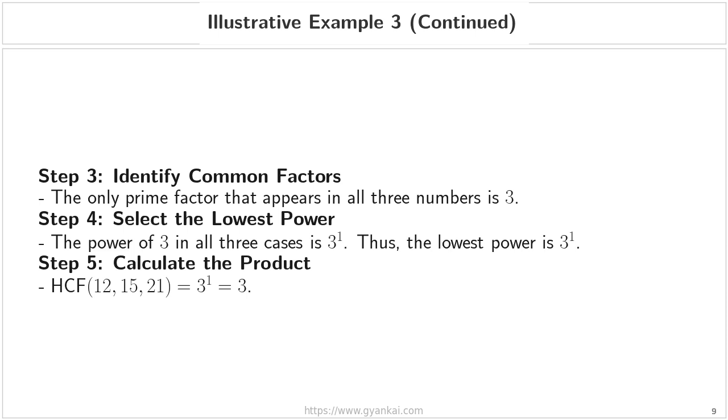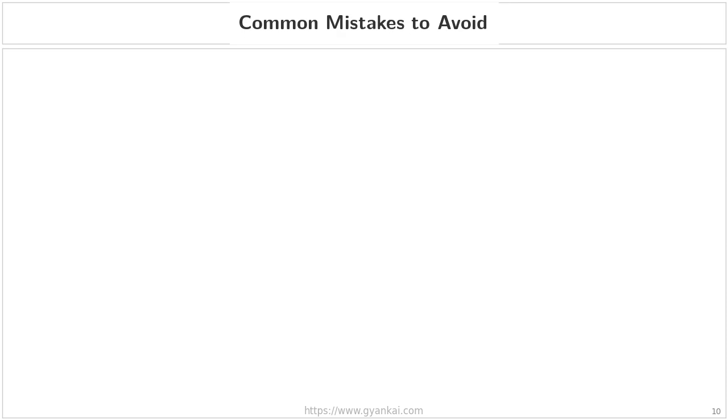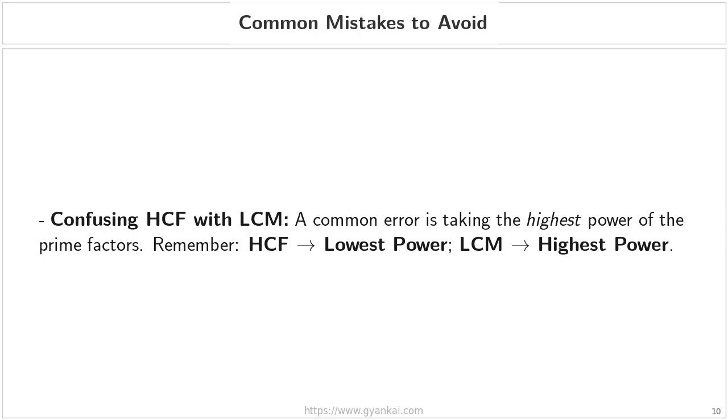Common mistakes to avoid. First, a very frequent error is confusing the HCF with the LCM, or least common multiple. When you are looking for the HCF, you must only take the lowest power of the prime factors. I often see students accidentally taking the highest power instead, which actually gives you the LCM. So please keep this distinction clear in your mind. For HCF, think lowest power. For LCM, think highest power.